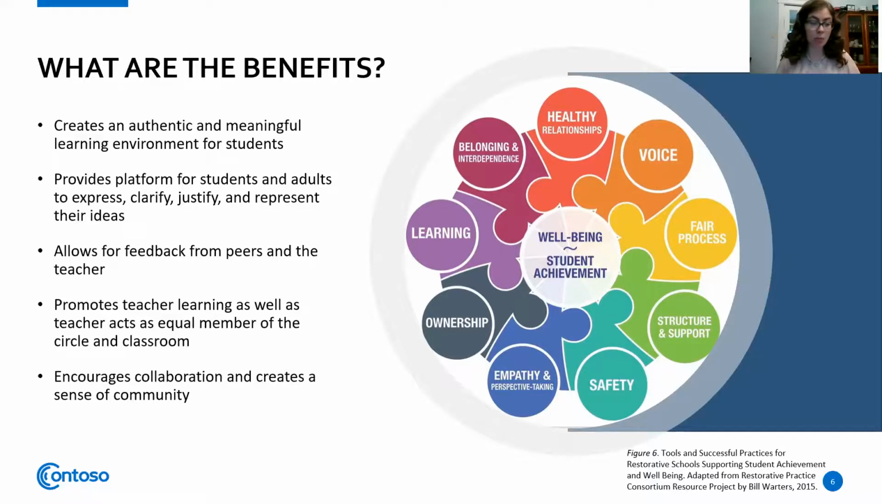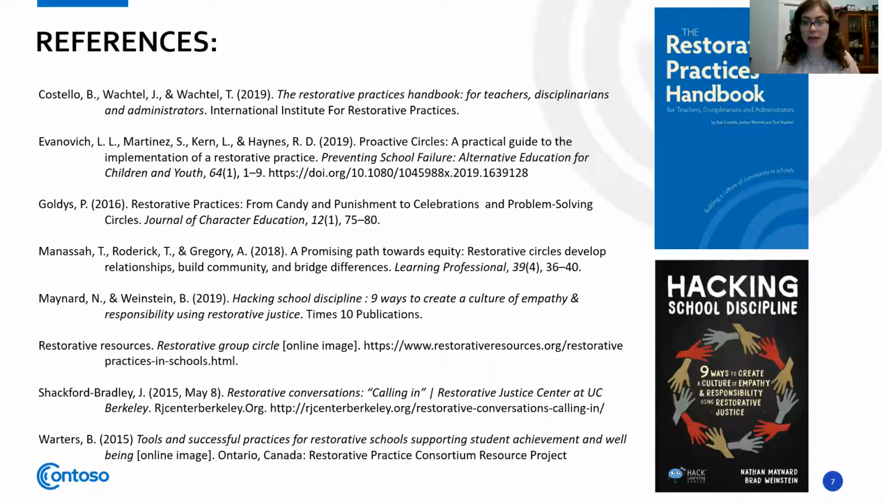Again, there is some pushback in some areas, but there's a lot of research, especially recently, into the benefits of this strategy. So here are my references. There are 2 books here that I use a lot, very helpful if you would like to read more on this subject.